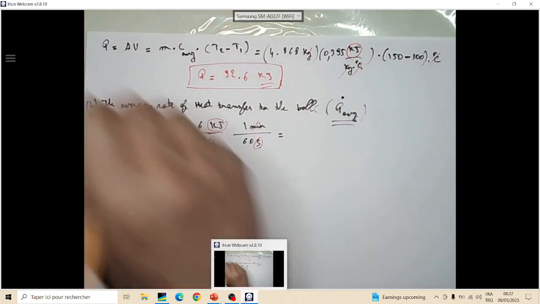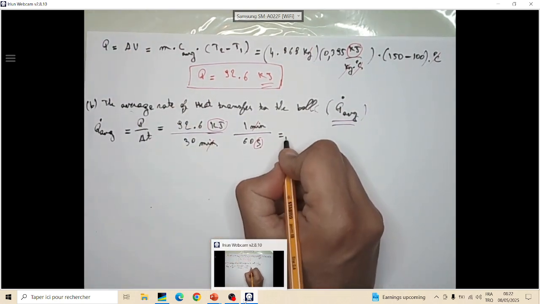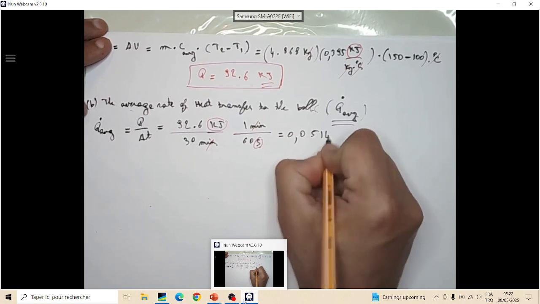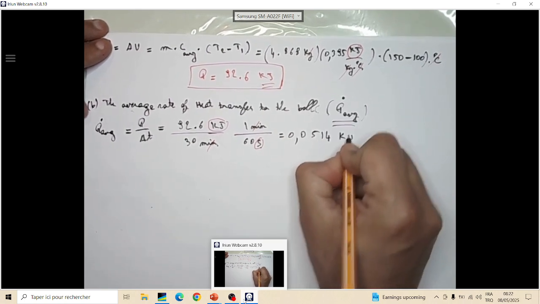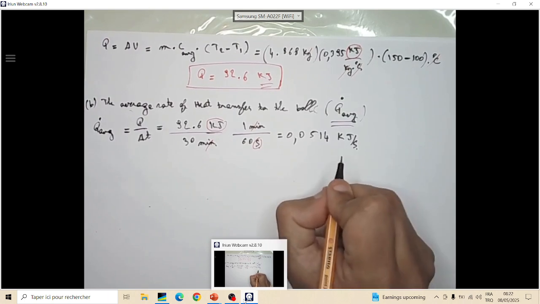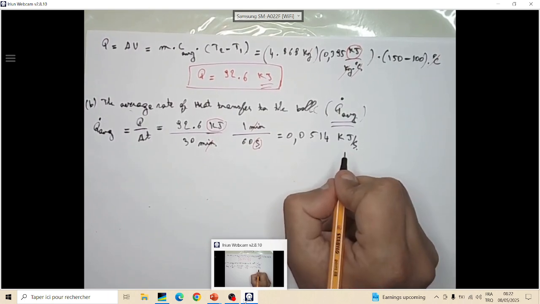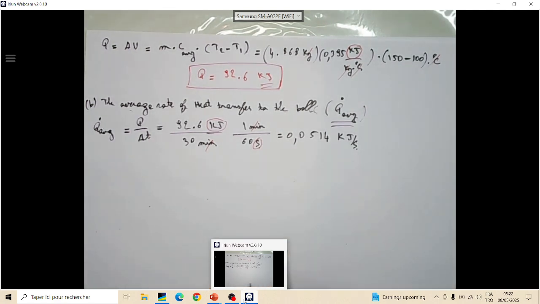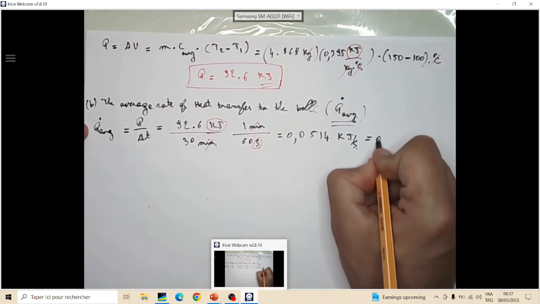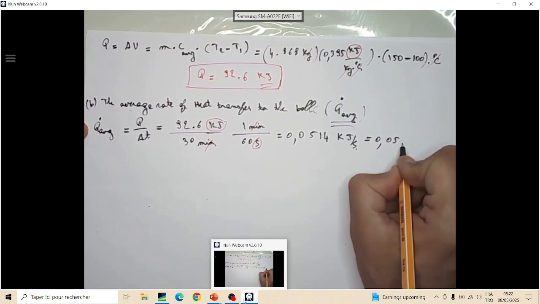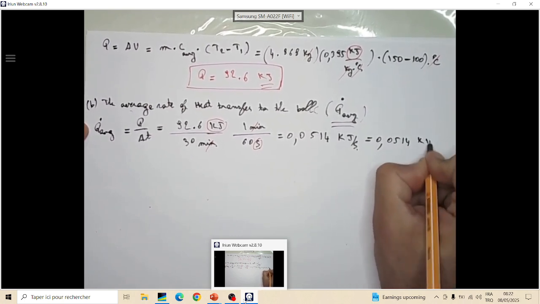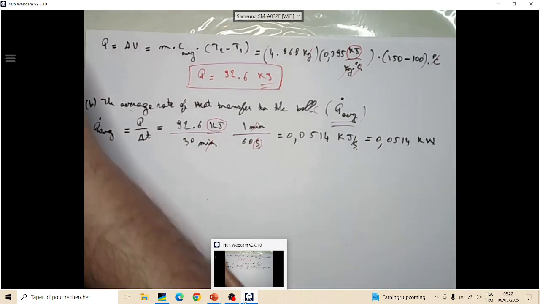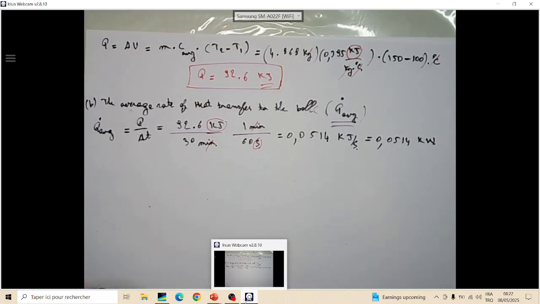So this will give me the value of 0.0514 kilojoule over second, which is kilowatt, equal to 0.04514 kilowatts, and I will write the final result in watts.